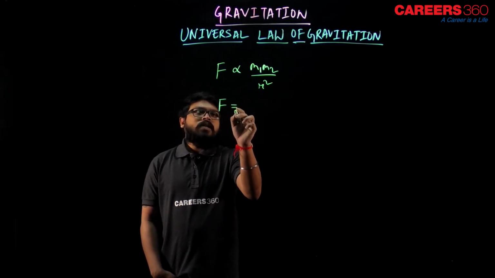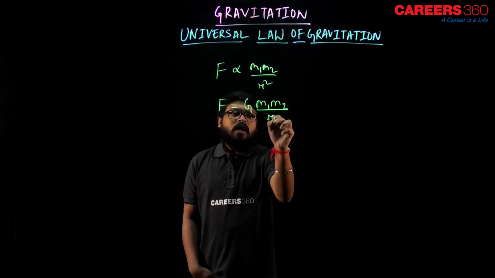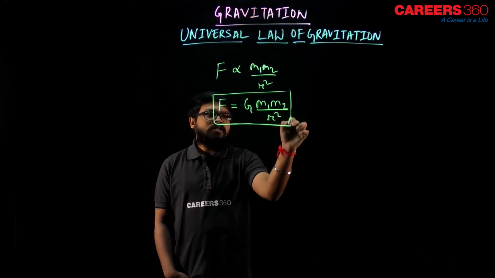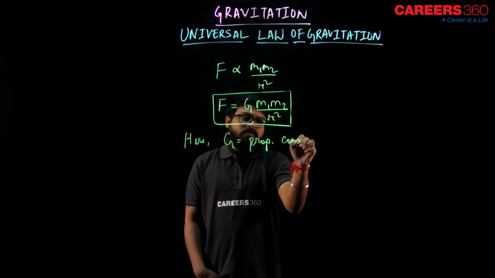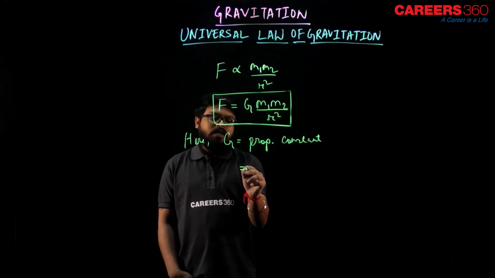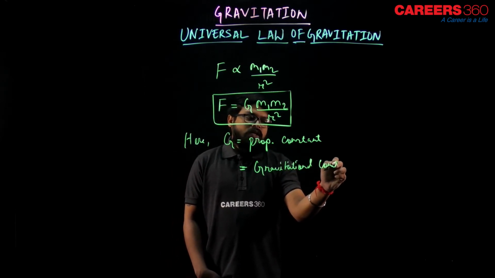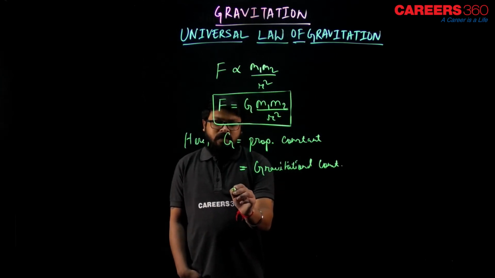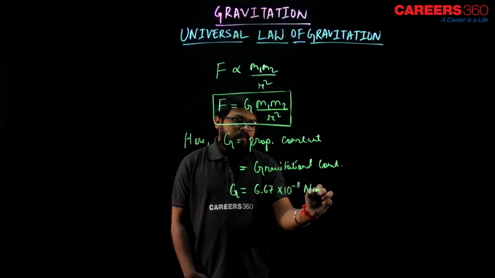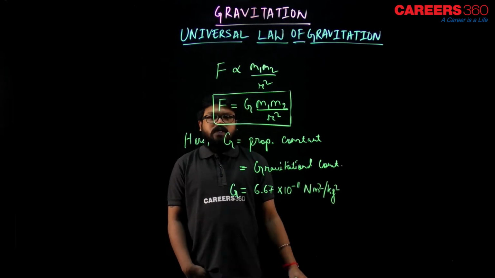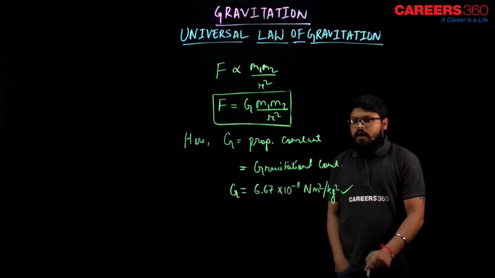So, to be exact about this particular force, we write one proportionality constant: F equals G into m1 m2 upon r square. This G over here is nothing but the proportionality constant, and this is also called the gravitational constant or universal gravitational constant, and its value is given as 6.67 into 10 to the power minus 11 Newton meter square per kg square, right. So this is the value. You just need to remember this. I'll let you know how we derive this value, okay.